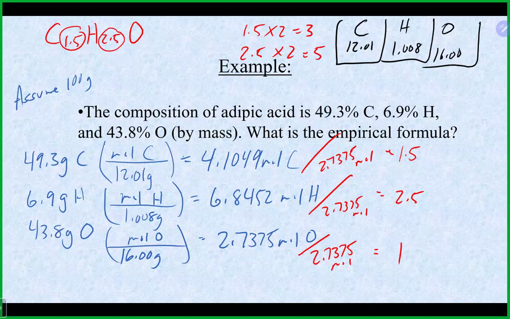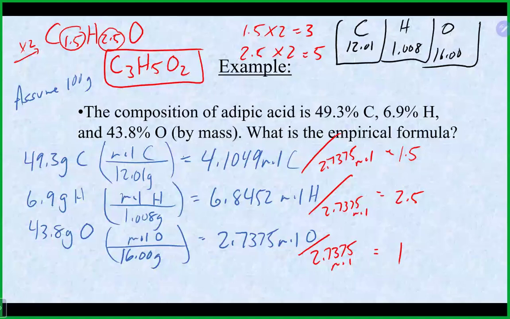And you should probably be able to fix multiples with one number. Again, we want to multiply everybody here by 2. That's going to give us C3H5O2 as our empirical formula. Again, all whole numbers. The numbers on the bottom need to be. Any questions on that one? All right.